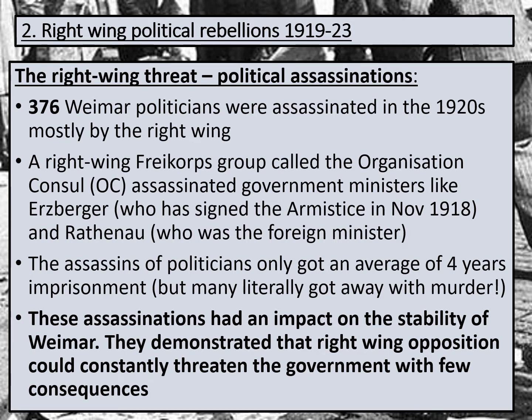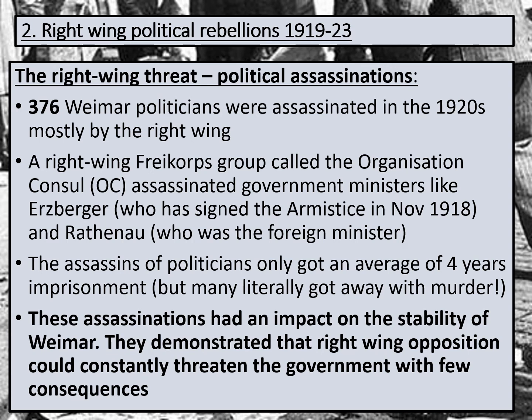A right-wing Freikorps group called the Organisation Consul, or the OC, assassinated government ministers like Erzberger, who was associated with the armistice. He had signed the surrender from World War I, and Walter Rathenau, who was the foreign minister. So it wasn't just local government officials, it was also high-profile members of the government.